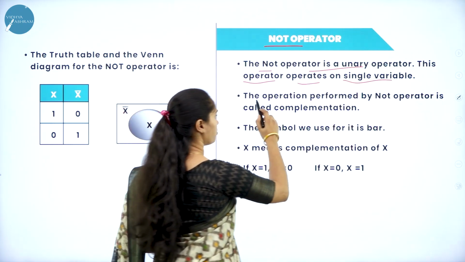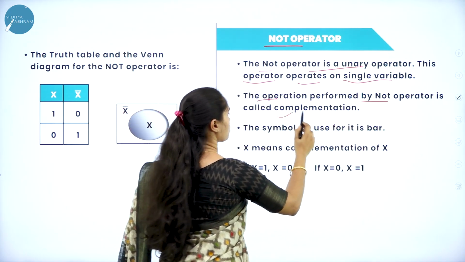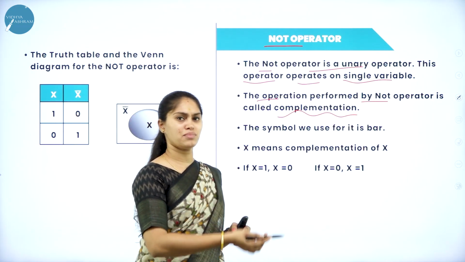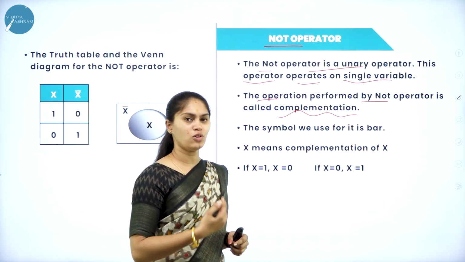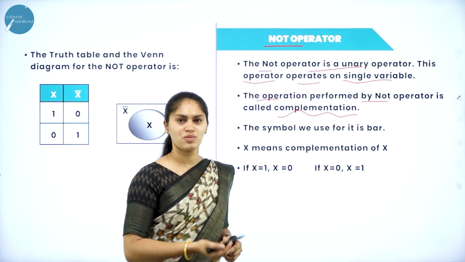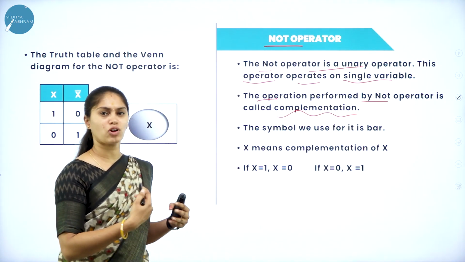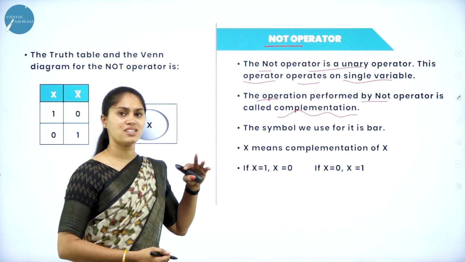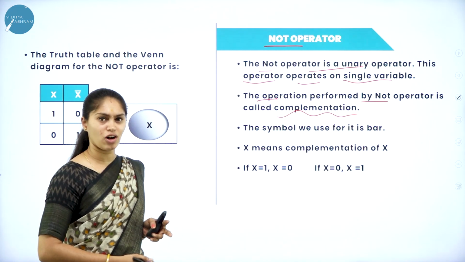The operation performed by the NOT operation is called complementation. Complementation in the sense that if I give 0 as my value, the output will be 1. If my input is 1, the output will be 0. That is complementation. It is just a reverse of the input. The output will be the complement of the input.